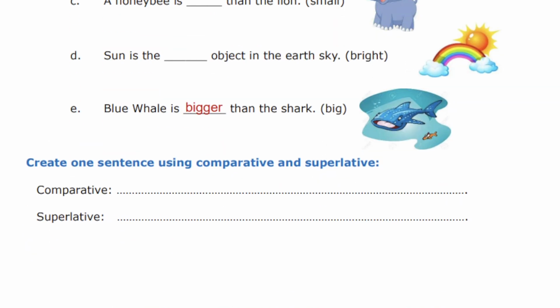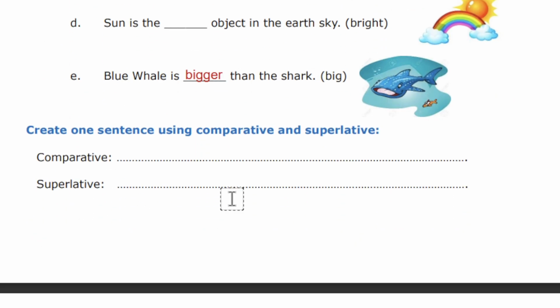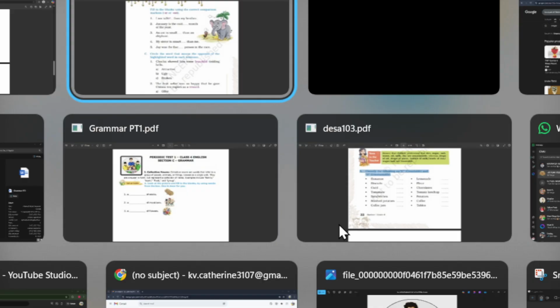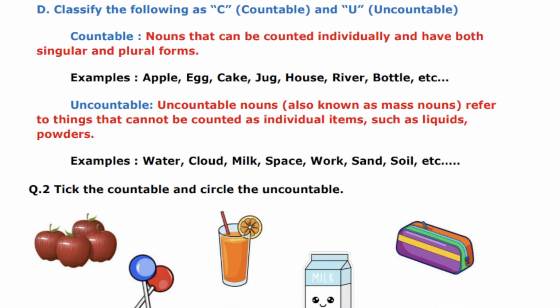Okay. Next, create one sentence using comparative and superlative. So you have to create one sentence using your own. So like this example, you can create one sentence for comparative and one sentence for superlative. Okay. So next, classify the following as countable and uncountable. So this is a very easy topic, students.